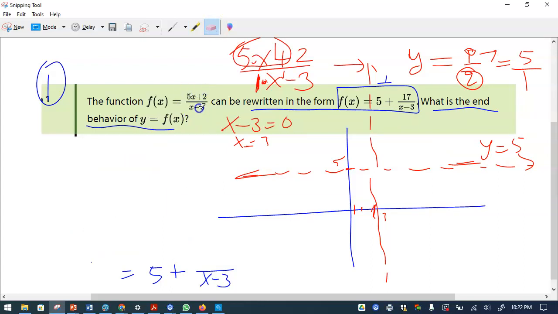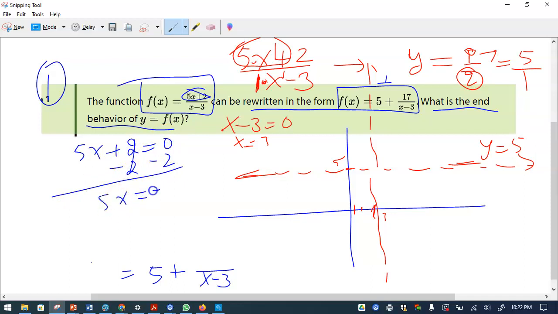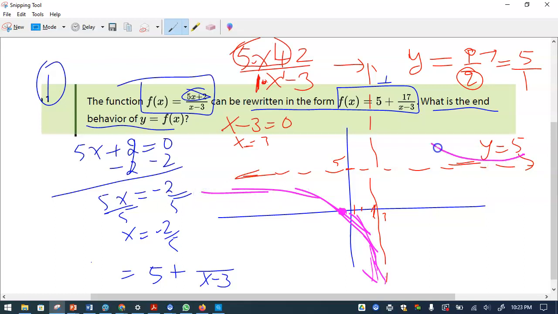You can check what the x-intercept is. To find where the graph crosses the x-axis, we put the numerator equal to 0. The numerator is 5x plus 2 equals 0. If you subtract 2, you get 5x equals minus 2, and you divide by 5 to get minus 2/5. That means the graph goes through minus 2/5, maybe somewhere here. So the graph will look like this, and on this side the graph will go this way.